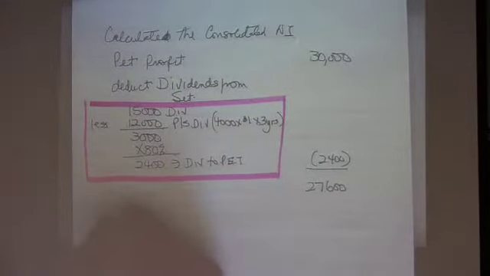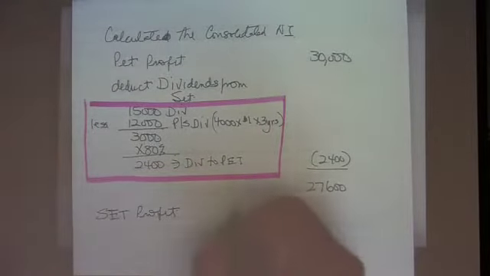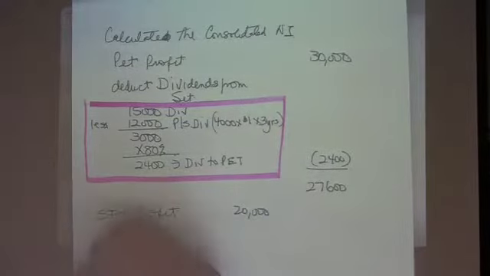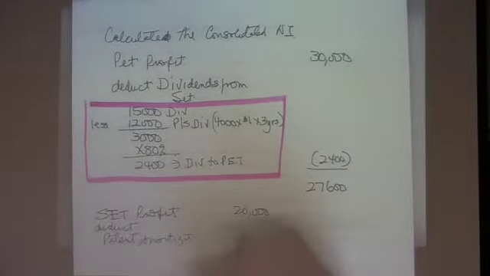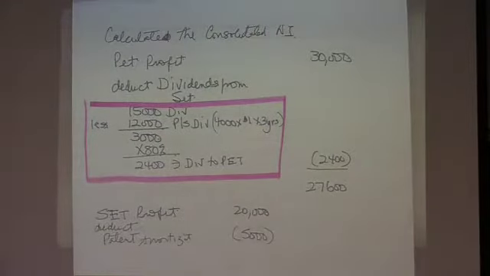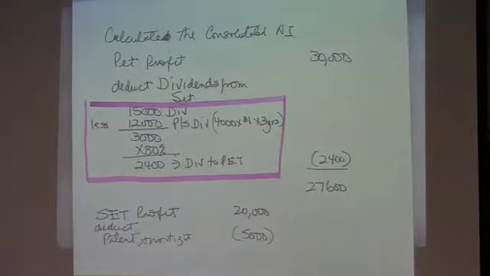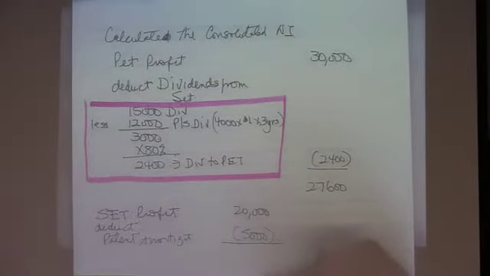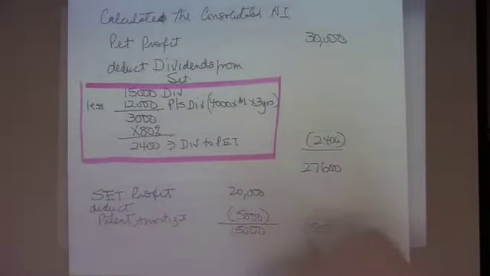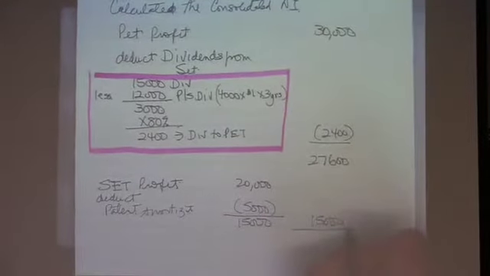Now, we've got SET profit, and that was given to us at 20,000. We're going to deduct the patent amortization, and that was 5,000. We saw that from our analysis. That 5,000 is here. And that gives us, again, 15,000. And then we're going to add this to come up with the consolidated profit of 42,600.